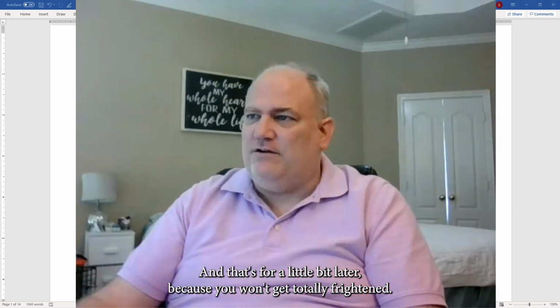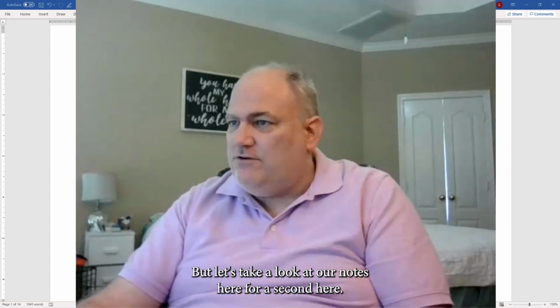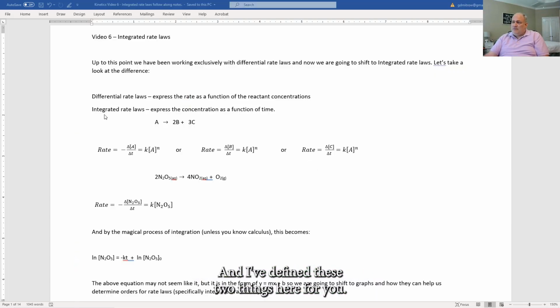Now that's for a little bit later, in case you want to get totally frightened, but let's take a look at our notes here for a second. I've defined these two things for you, and the biggest thing here is that we're comparing, in this example, rate versus concentration for differential, and here we're comparing concentration versus time.